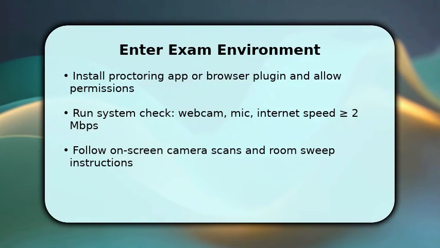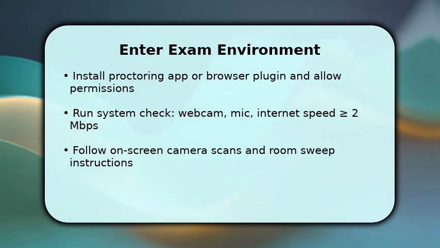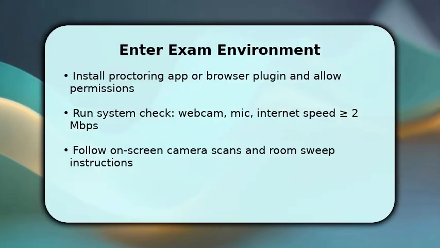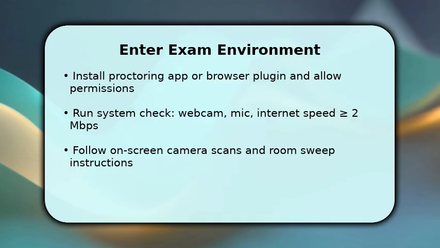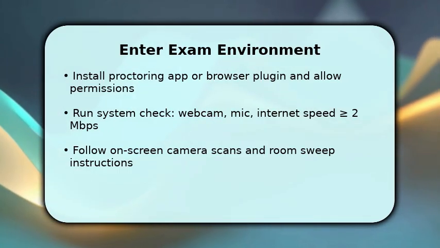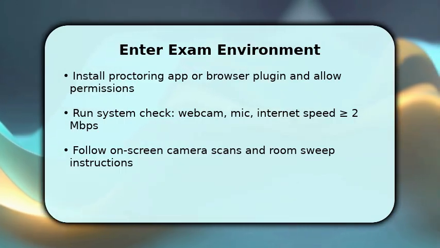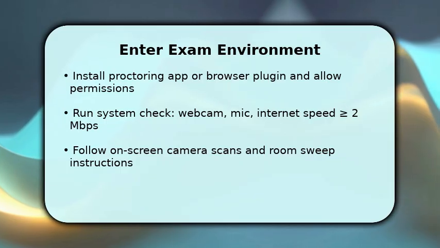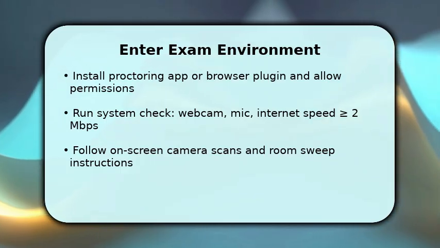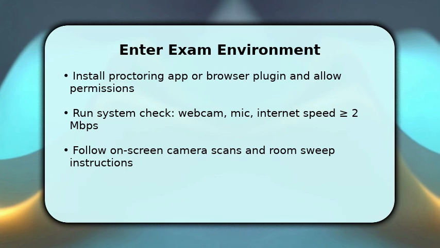Next, install the proctoring app or enable the browser plugin and grant camera and microphone permissions. The software monitors the session. Once installed, run the system check to confirm webcam clarity, mic function, and internet speed of at least 2 Mbps. This prevents mid-test disconnects. Then, follow the on-screen prompts to perform a room sweep and 360 degrees camera check so the proctor can verify your environment. These steps secure the exam integrity and keep you compliant with rules.